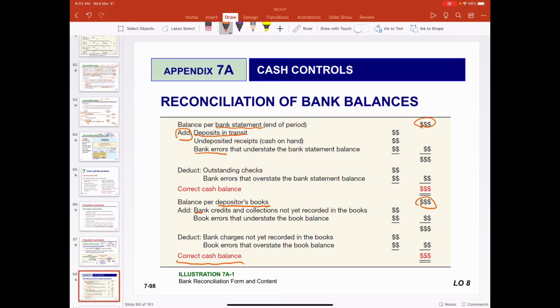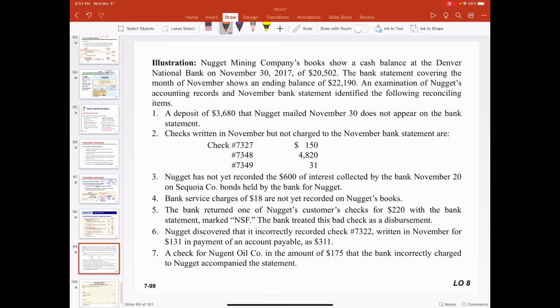For example, the bank's credit collections, which were not yet recorded in the firm's book. Because they were recorded in the bank statement, we don't need to change the balance of the bank statement. Since these are cash inflows, we manually add this amount to the firm's book. So these are all the potential adjustments. Let me use this example.